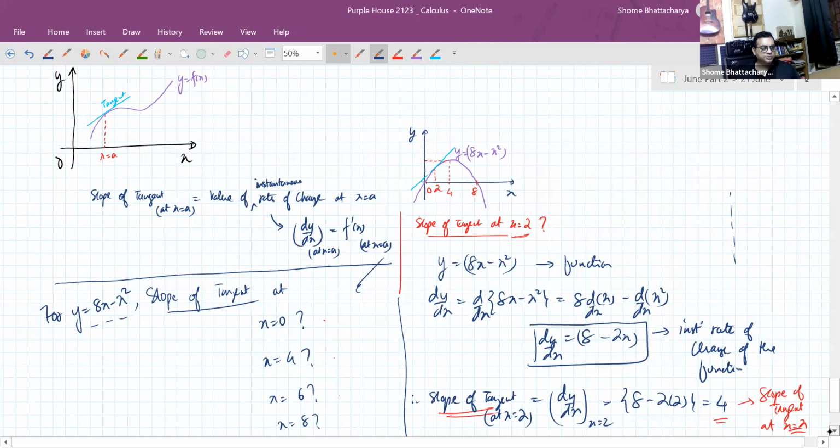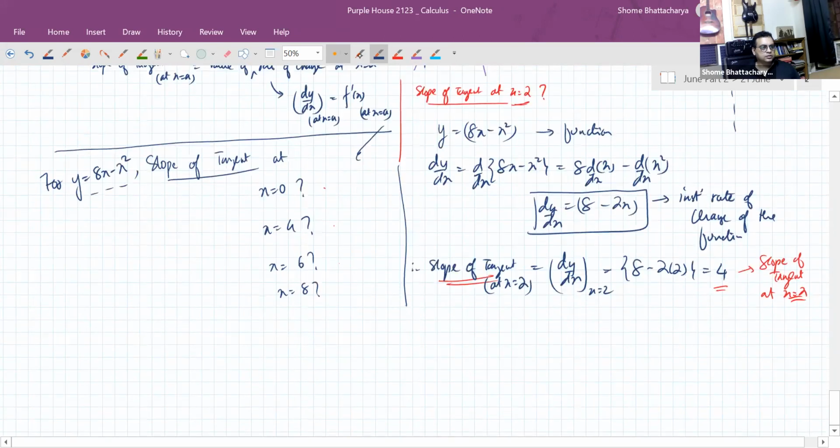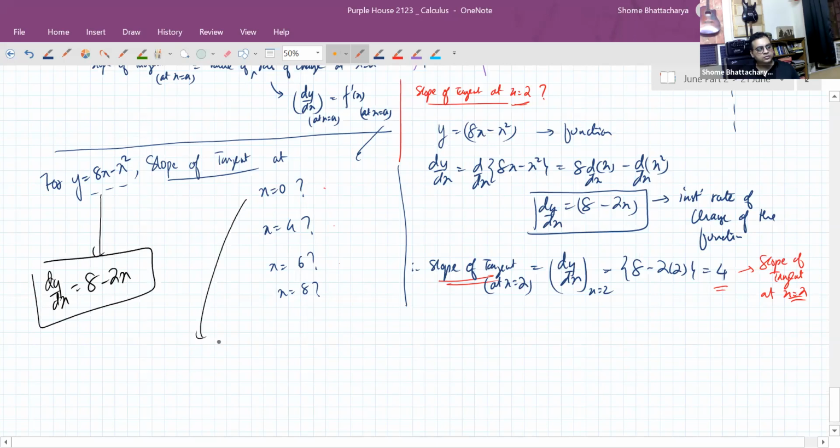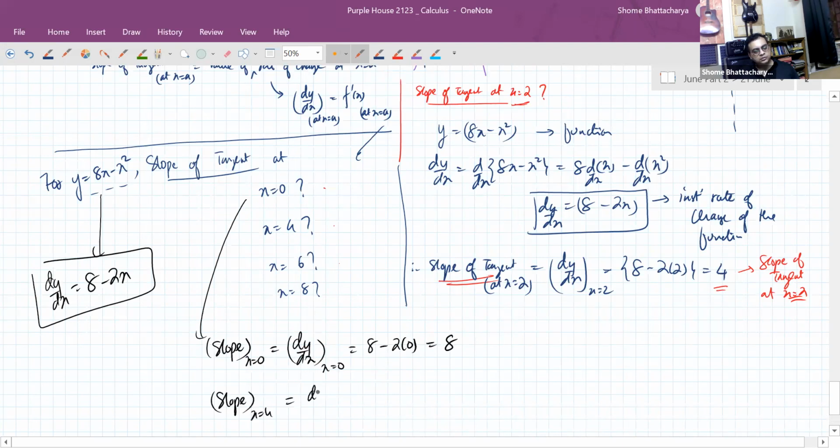Okay, so for any of these parts, you have to just repeat these steps. Given this function, dy by dx, we've already seen it's 8 minus 2x. Now the slope of the tangent at x equal to 0 is the value of dy by dx at x equal to 0. So it is 8 minus 2 into 0, so it's 8. Similarly, the slope at x equal to 4 is dy by dx at x equal to 4. So that is 8 minus 2 into 4.